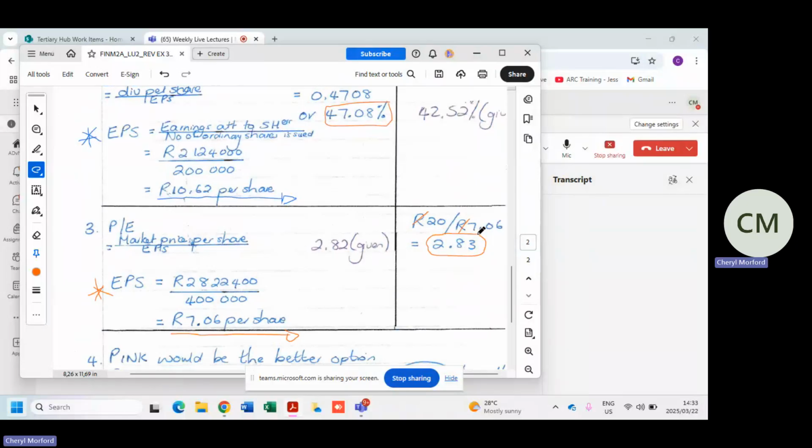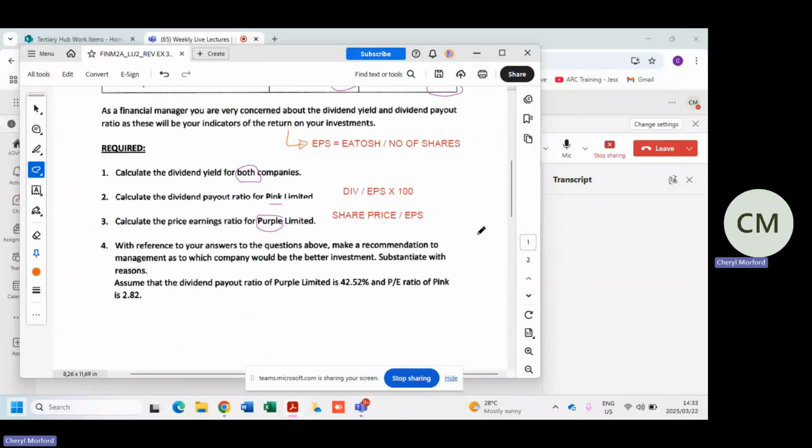Right. Now, let's look at the rest of the questions. We need to make a recommendation to management as to which company is the better one, and you must give some reasons. So this is why over here we are given the values of the missing ratios. So just remember here, your test is only 50 minutes long. So we need to test as many things as possible.